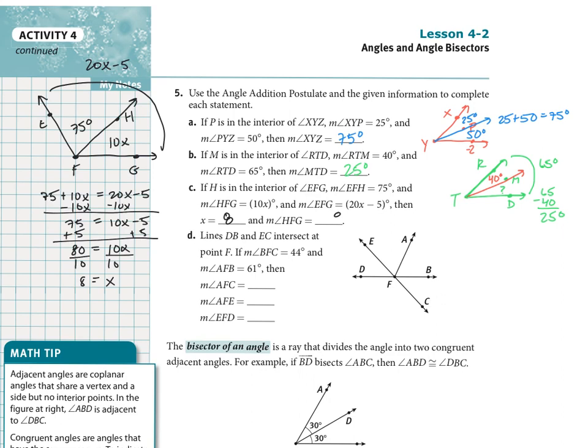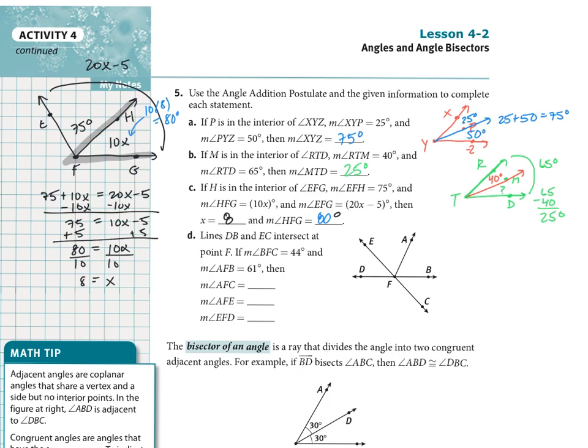So looking at angle HFG, HFG is this angle. So I want to plug in 8 right in for here. I want to plug in 8 into that. So we have 10 times 8. That gives us 80. So we have 80 degrees is what we're working with for the measure of angle HFG.